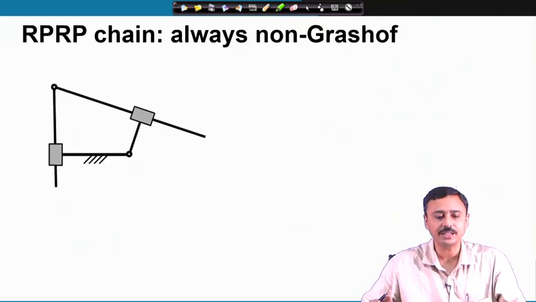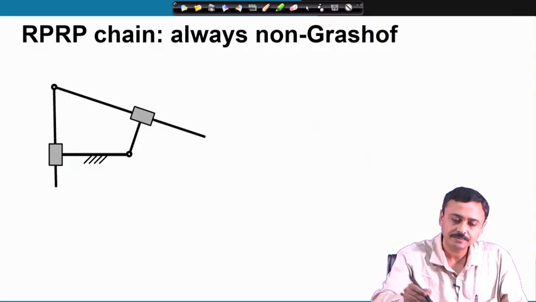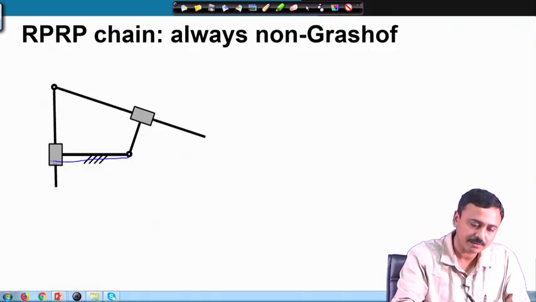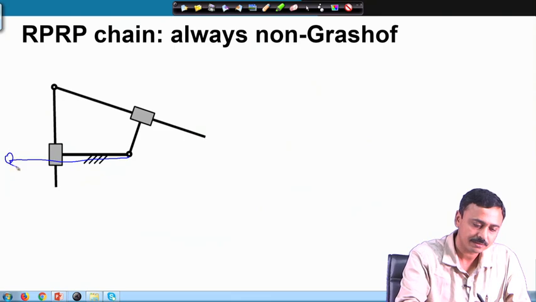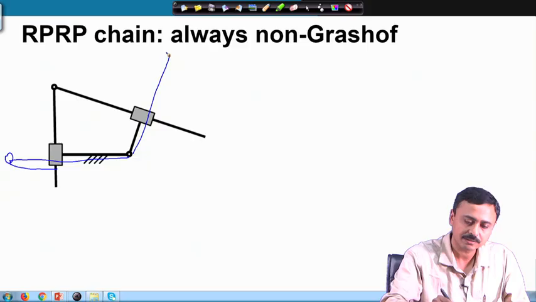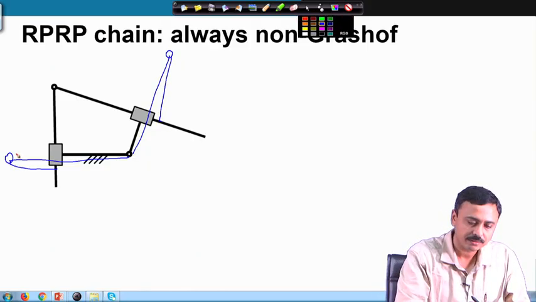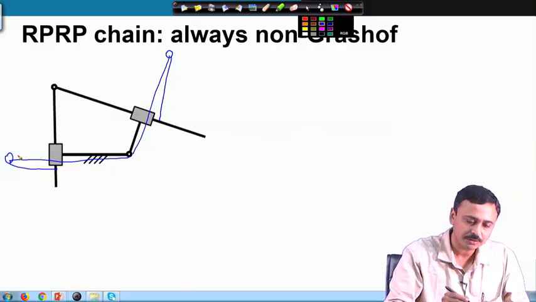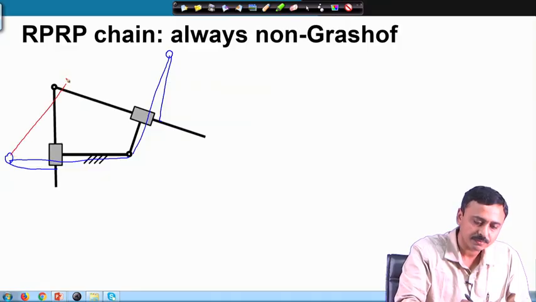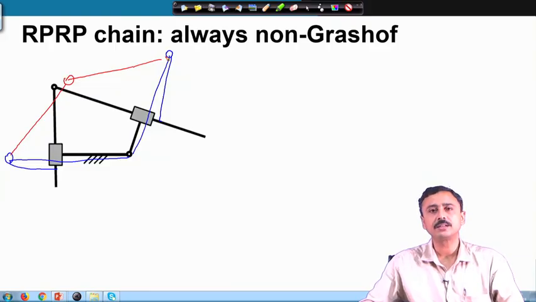Now, the RPRP kinematic chain, this is always non-Grashof. Here all the link lengths are infinite. You can replace this, similarly you can replace this and this length. Therefore, all the link lengths here go to infinity.